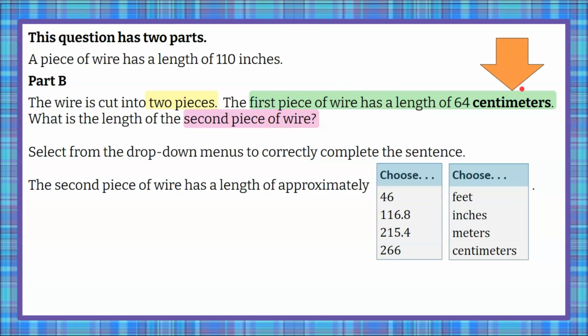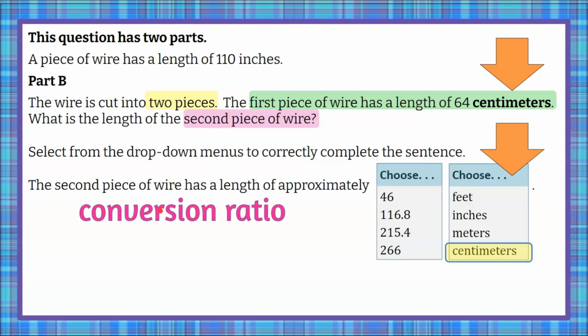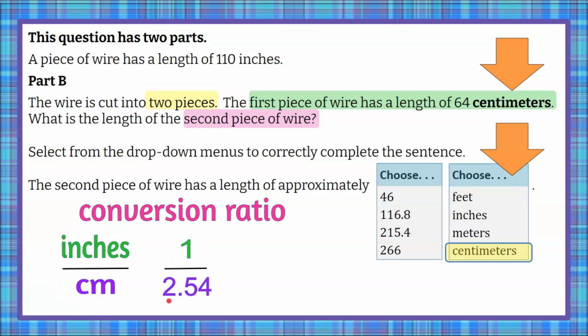So we know that we're going to answer in centimeters because we're told that the first piece of wire is 64 centimeters. So to find the second piece of wire, we want to know how many centimeters that is. So we're going to answer in centimeters. Half our problem's done. Now we're going to use a conversion ratio, which should be on any reference sheet that you use in math class or any math test. And it states that inches to centimeters, this ratio is 1 inch, 2.54 centimeters.